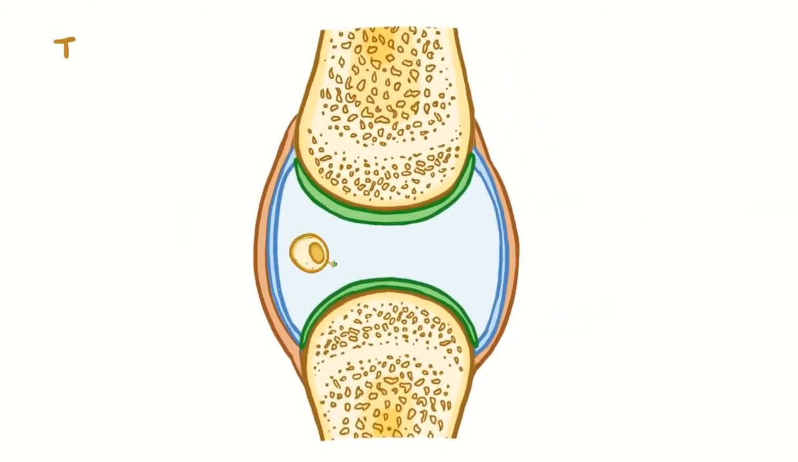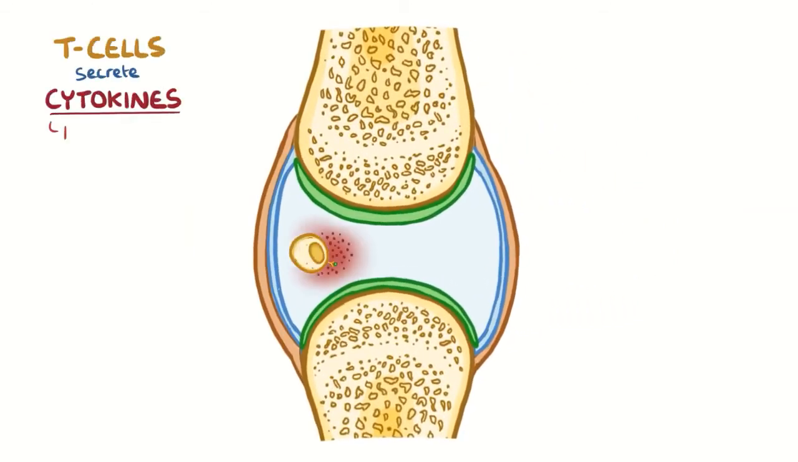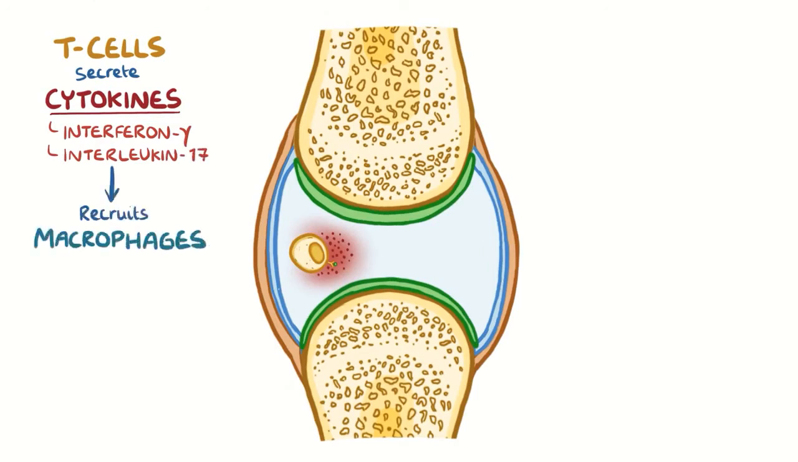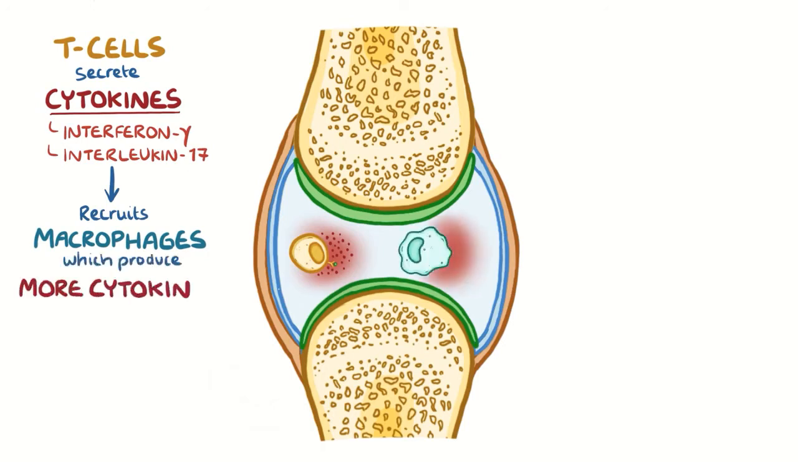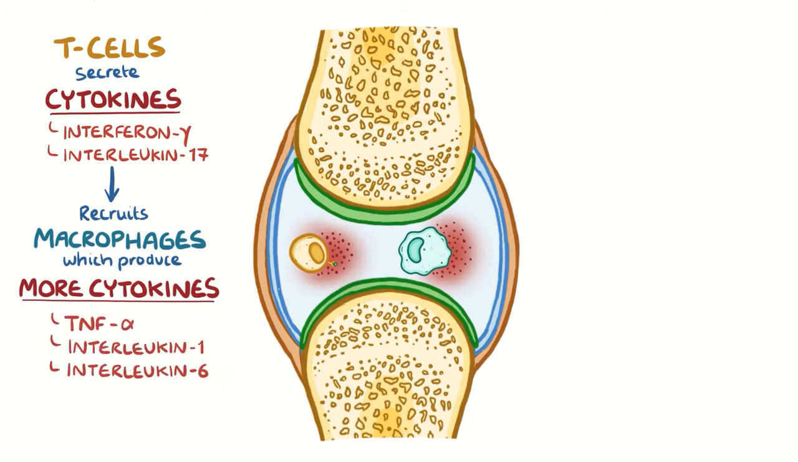Once there, T cells secrete cytokines like interferon gamma and interleukin-17 to recruit more inflammatory cells like macrophages into the joint space. Macrophages will also produce inflammatory cytokines like tumour necrosis factor or TNF-alpha, interleukin-1 and interleukin-6, which together with the T cell cytokines stimulate synovial cells to proliferate.